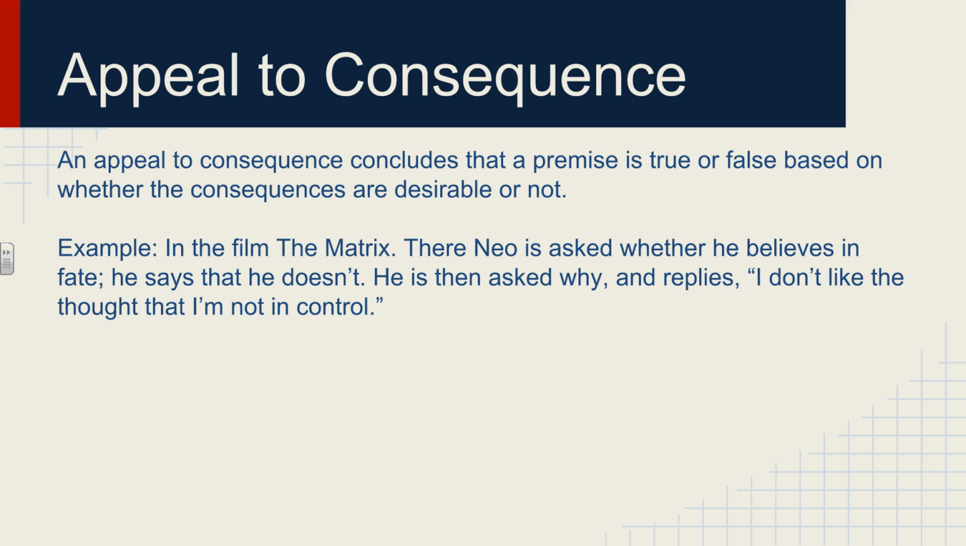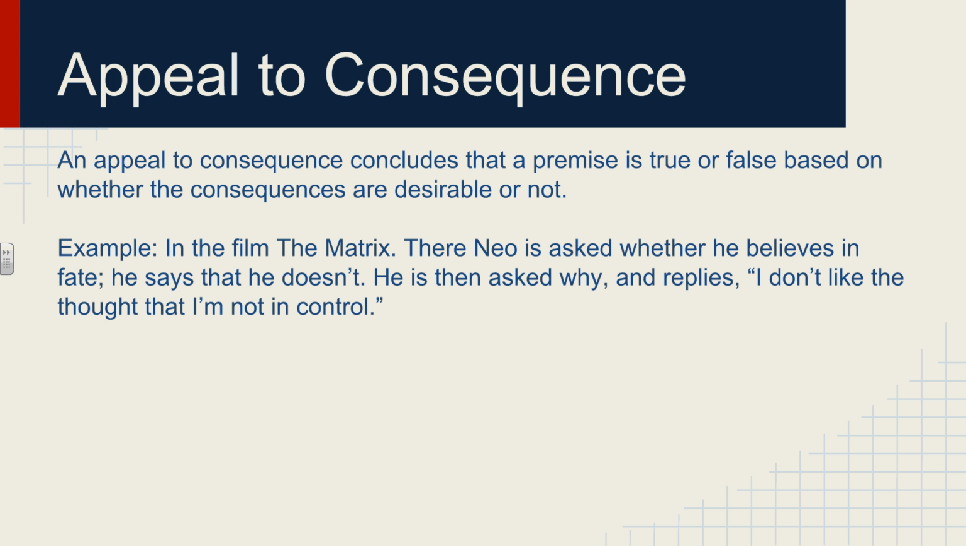The next type of logical fallacy is appeal to consequence. An appeal to consequence concludes that a premise is true or false based on whether the consequences are desirable or not. Basically, in the appeal to consequence, they want something that's really good, and so they're saying, well, this will work because we want it so badly, or something is so horrible that it won't be true because it's so horrible. An example of this is from the movie The Matrix.